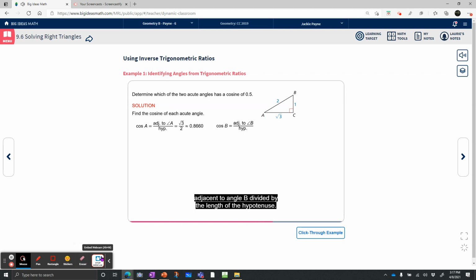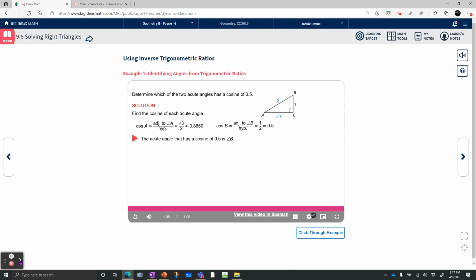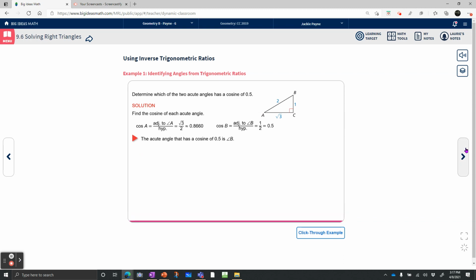The cosine of angle B is equal to the length of the leg adjacent to angle B divided by the length of the hypotenuse. The length of the leg adjacent to angle B is 1, and the length of the hypotenuse is 2. So, the cosine of angle B equals 1/2, which equals 5/10. So, the acute angle that has a cosine of 5/10 is angle B. So this means if we have the sides, we can figure it out.